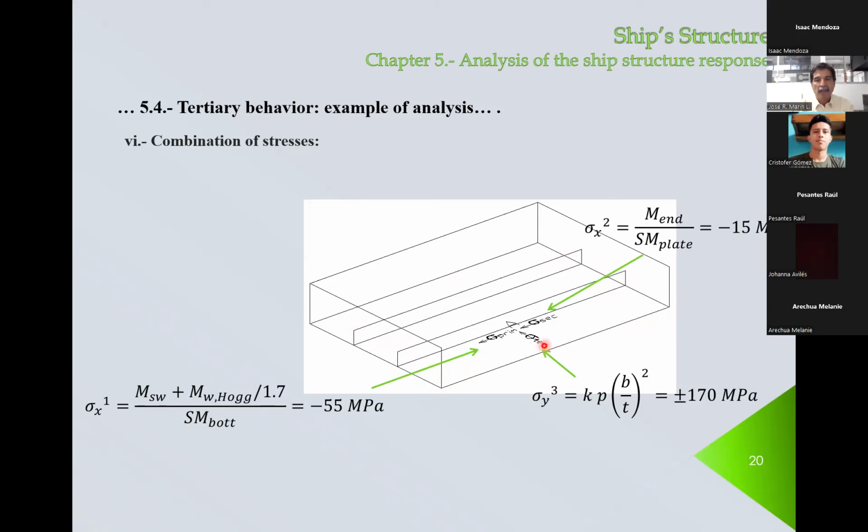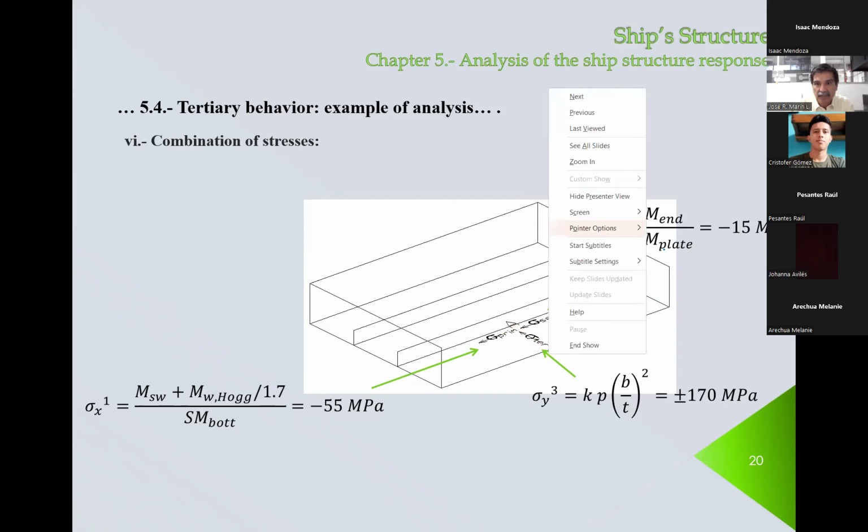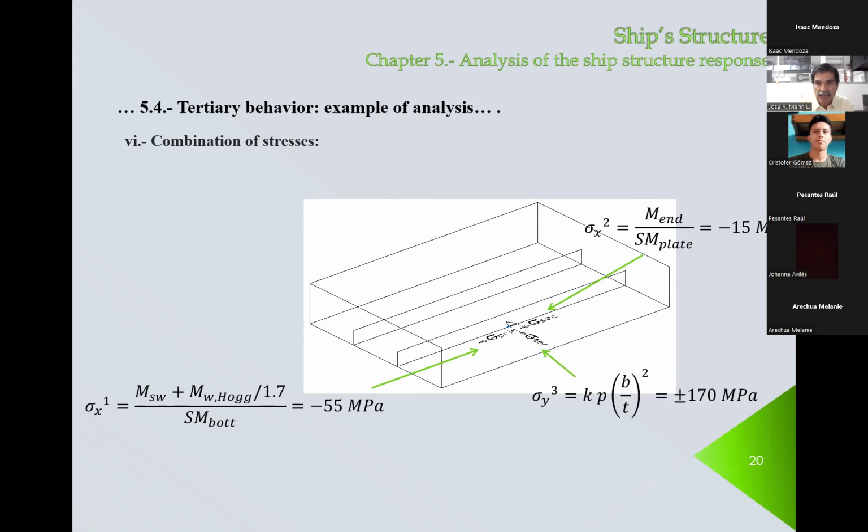Now, this is the point where we want to combine. Why? Because at this point, the stress in this direction, the tertiary, you can consider that the curvature at this edge is 0. So here the tertiary deflection is much larger, and the deflection is going to be like that.